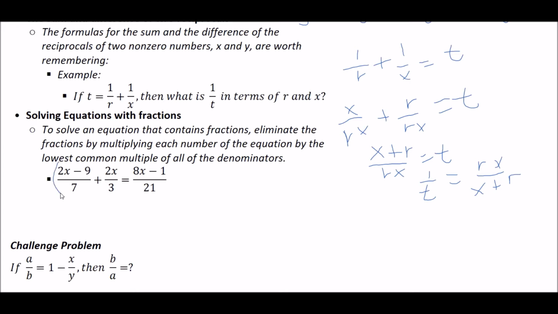So the lowest common multiple here would be 21. This 21 can already cancel, so we'll be left with 8x minus 1 there. And what's 21 divided by 7? That's 3. So we're left with 3 times 2x minus 9. What's 21 divided by 3? 7. So now we're left with 7 times 2x. And as I previously said, it's equal to 8x minus 1. To get the answer, you just isolate x, and then you know the value of x.